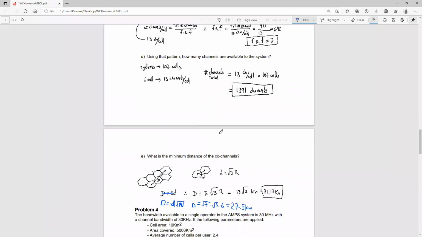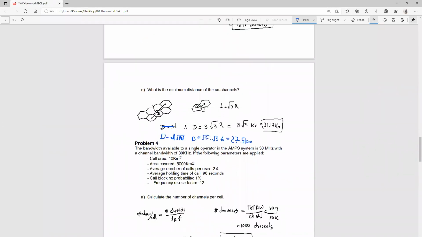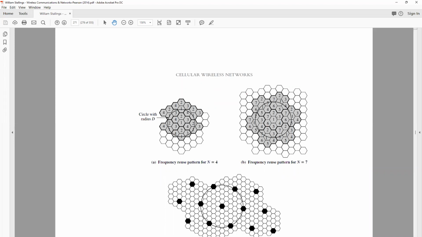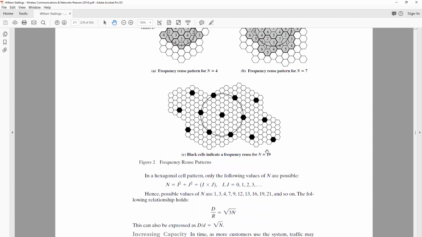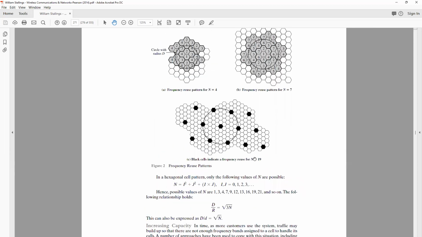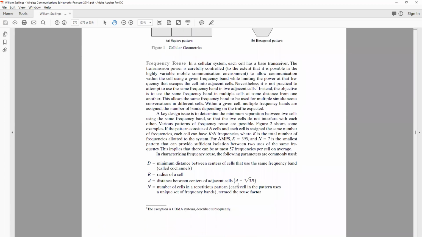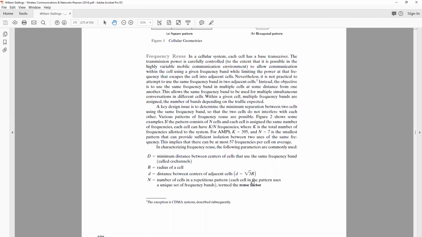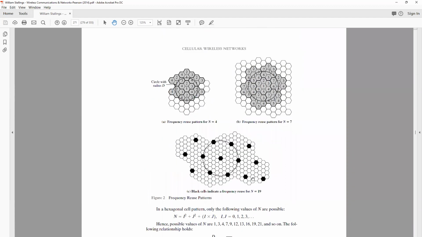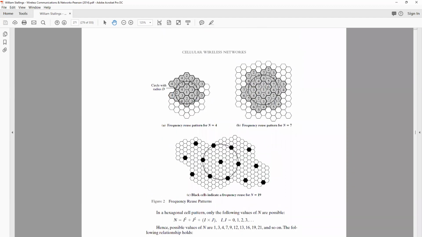So going back over here, the distance between one cell and another, let me open this text. The distance between this cell and this cell, based on your textbook, is given by root 3 times R, right? So R is the radius of the particular cell. So root 3 times R is the distance between one cell and another cell.